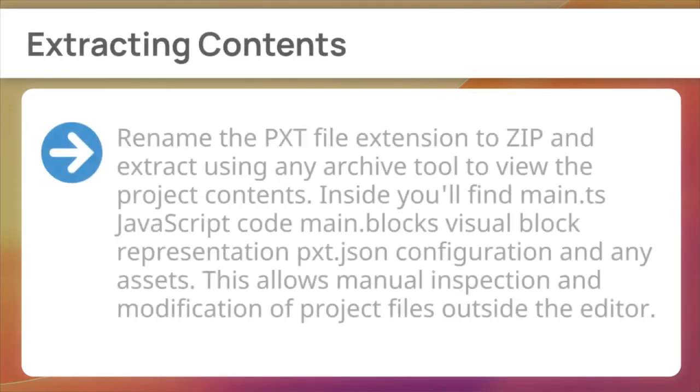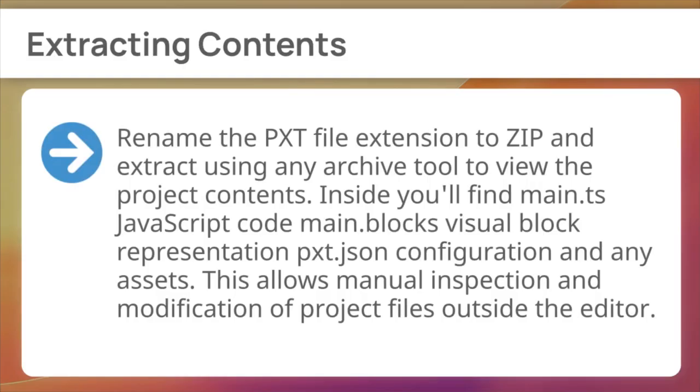Next, extracting contents. Rename the PXT file extension to zip and extract using any archive tool to view the project contents. Inside, you'll find main.ts, JavaScript code, main.blocks, visual block representation, pxt.json, configuration, and any assets. This allows manual inspection and modification of project files outside the editor.